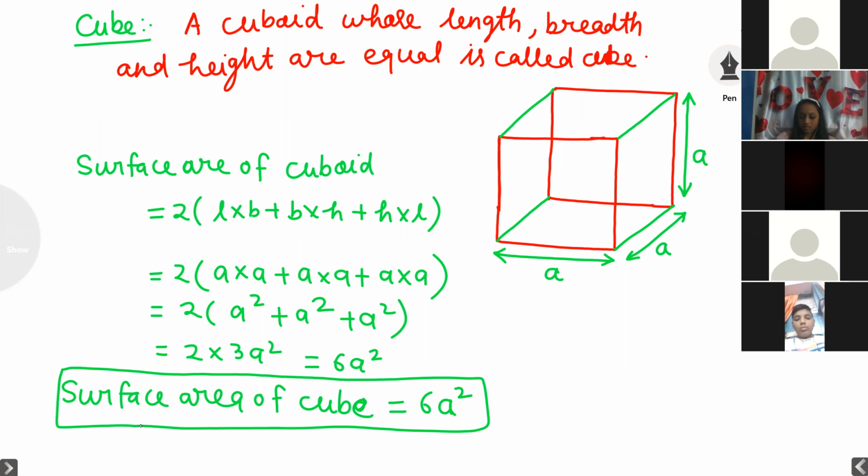Surface area of cube is equal to 6 into a square. What is the meaning of a here? A is the length of the cube, where a is equal to the length of the cube.